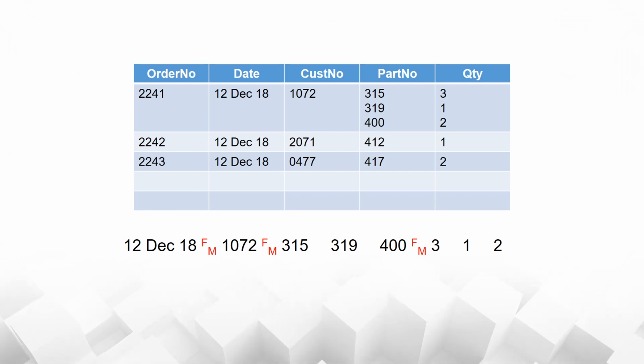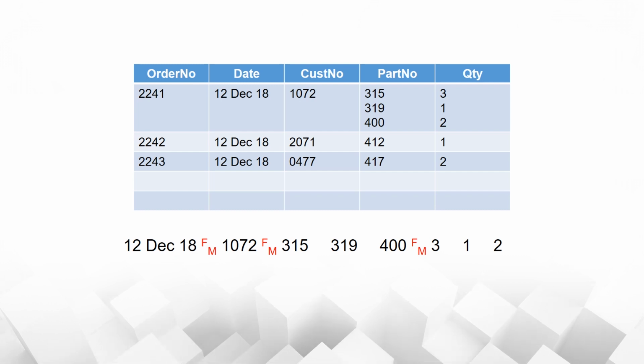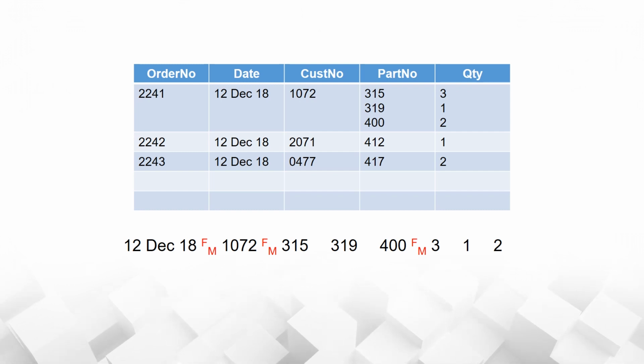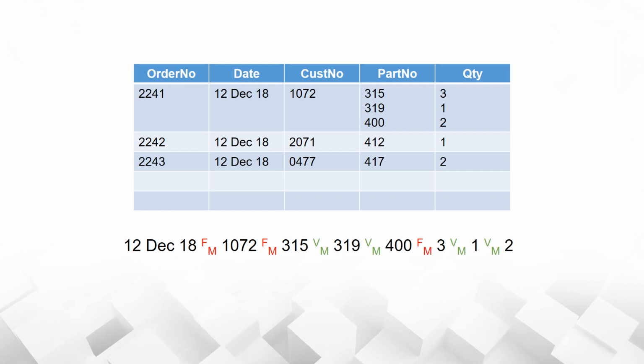So as we look at this data, we can see that the field mark between the date and the customer number identifies where one ends and the next one begins. And where we've got multi-valued data, as in our part numbers and our quantities, then a second mark character, the value mark, comes in, separating the values.